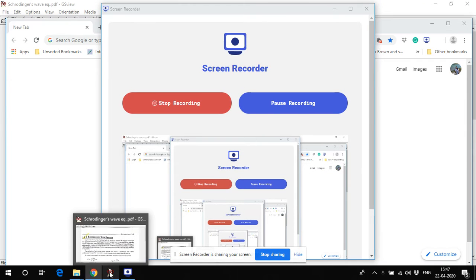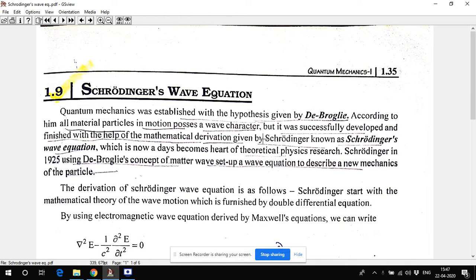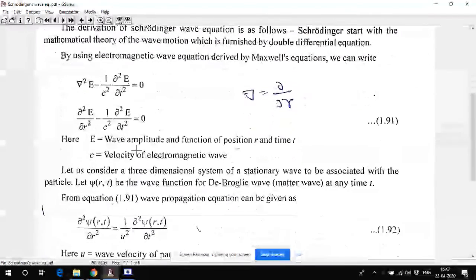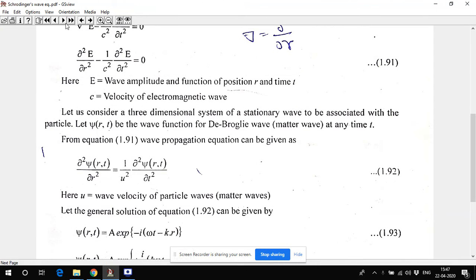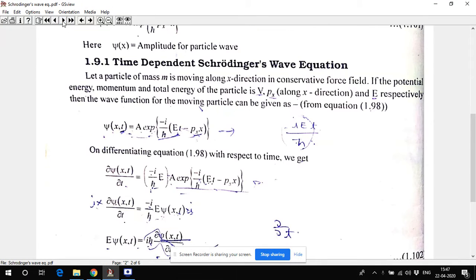Hello students, welcome back to the Schrodinger wave equation once again. This time we will discuss and derive the Schrodinger equation which will be time independent. What we did in the starting was the Schrodinger wave equation which was time dependent. So we have derived this time dependent Schrodinger wave equation.